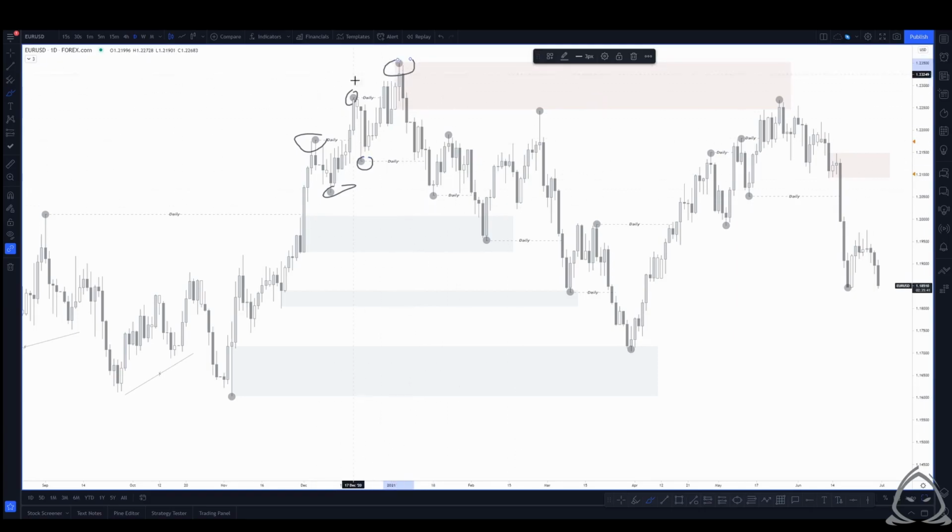And then what we can see is the trend actually switches where we get this impulsive move to the downside, creating a lower low because we've broken the previous higher low. We then create a new lower low. This would be our lower high.